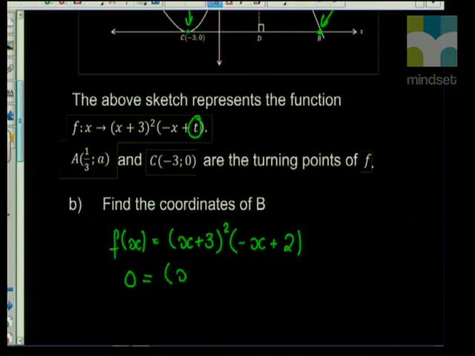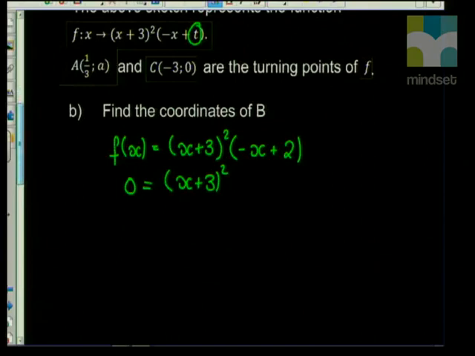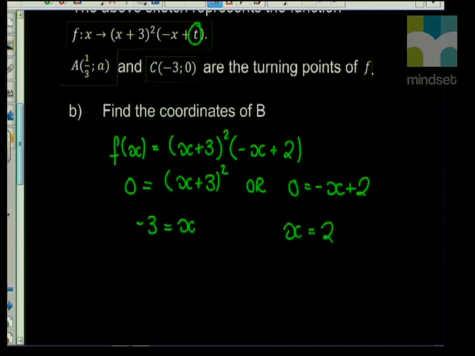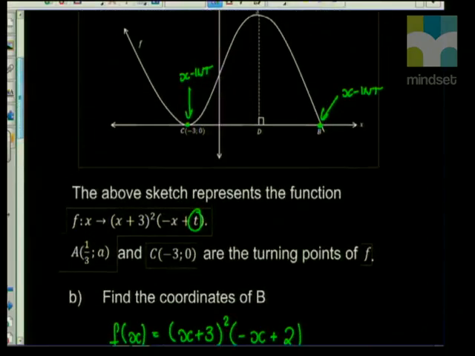So naught is equal to, if I let the bracket of x plus 3 squared equal 0, or let the bracket of negative x plus 2 equal 0, those are going to give me my two x-intercepts. The first x-intercept being negative 3, and the second x-intercept being 2. I already knew that that one was negative 3, so therefore B is going to be 2.